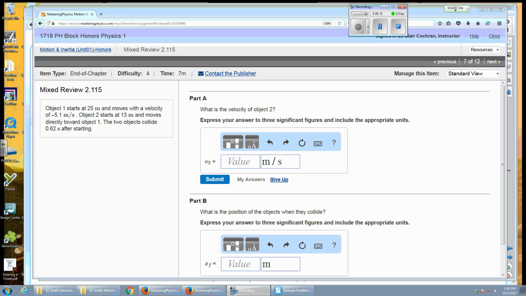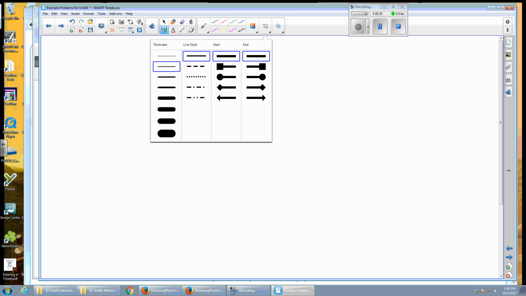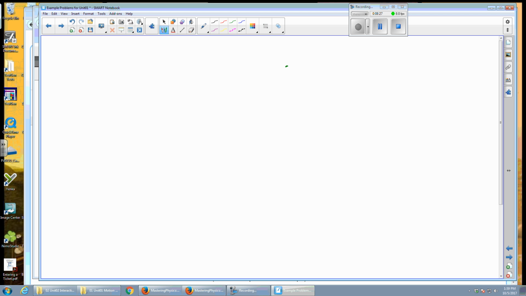All right. So in my Y, I would start off by drawing a diagram. And I'm going to assume this direction is positive. And over here is 0 meters. Here's 13 meters. Here's 25 meters. I know this is object 1, it's moving that way. Object 2 is moving that way.